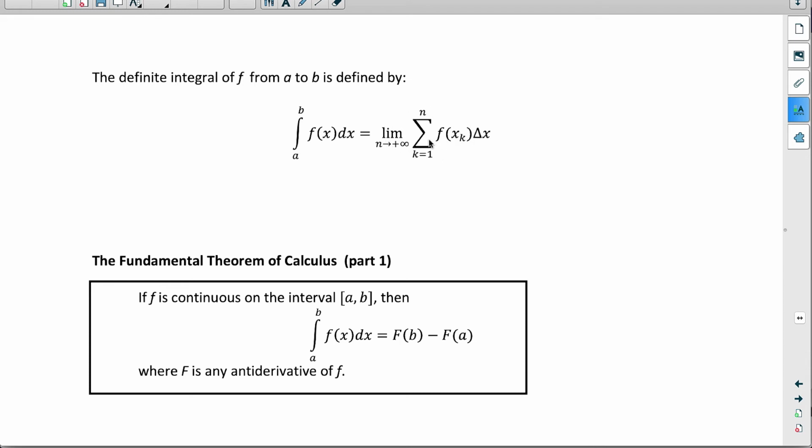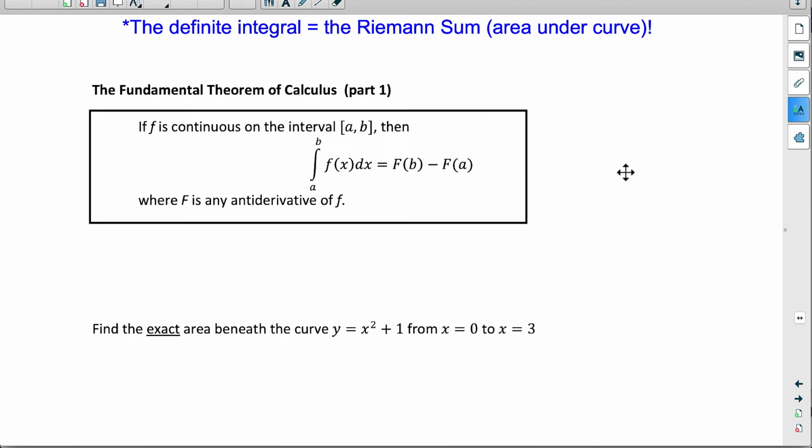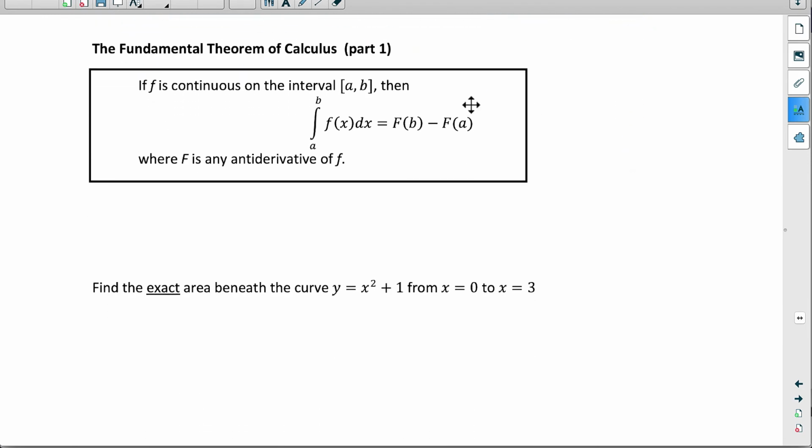What is this? It's the total Riemann sum. It's the sum of all the rectangles under a curve. If you want to know the exact area under the curve, you don't have to do all those steps that we did before. You just need to get the definite integral. This is so exciting. The definite integral equals the Riemann sum. It's the same as the area under the curve. Oh my goodness. This is the fundamental theorem of calculus, part 1. There's 2 parts.